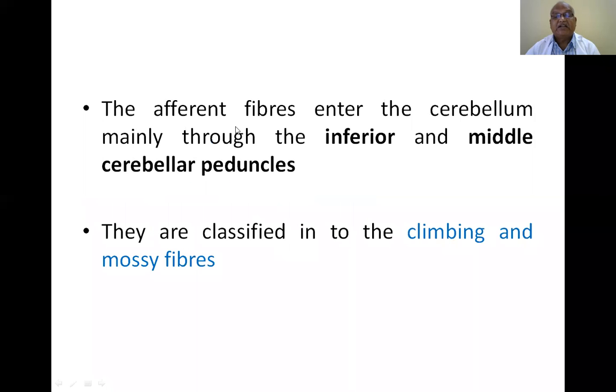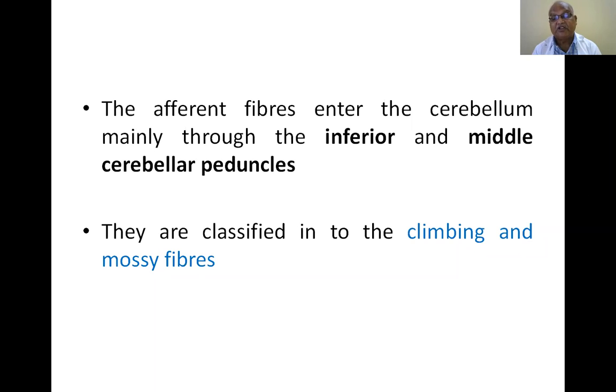The afferent fibers enter the cerebellum mainly through the inferior and middle cerebellar peduncles. There are 3 peduncles connecting the cerebellum to the brainstem. Midbrain, superior cerebellar peduncle. Pons, middle cerebellar peduncle. Medulla, inferior cerebellar peduncle. So the afferent fibers enter the cerebellum mainly through the inferior and middle cerebellar peduncles.